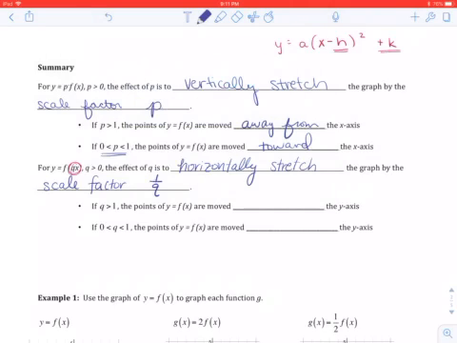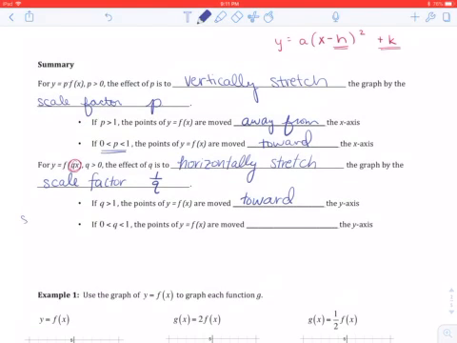And that means if q is greater than 1, then the points are moved toward the y-axis. When we saw sine of 2x, for example, everything was closer to the y-axis. If I have a proper fraction, then everything's going to be moved away from the y-axis. For example, if I have sine of 1/3 of x, you would multiply all your x coordinates by 3. It's the reciprocal of that. The reciprocal of 1/3 is 3.